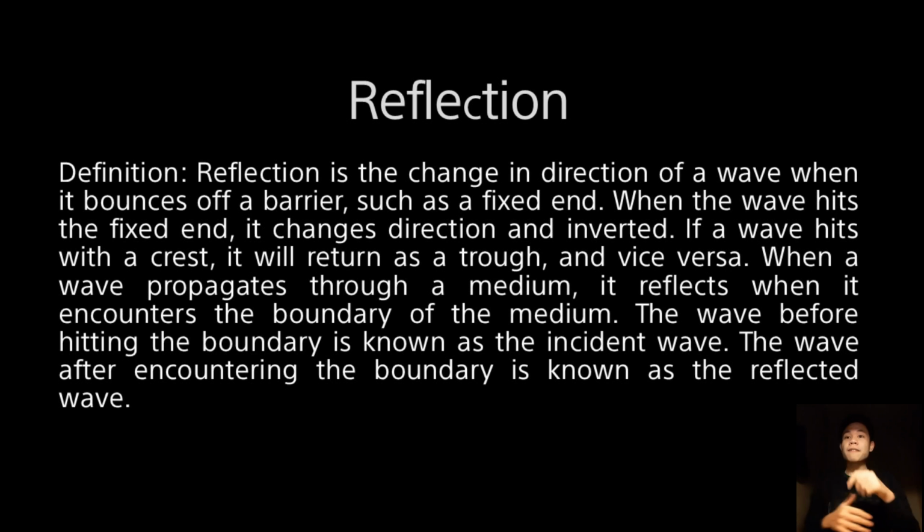Firstly, reflection. Reflection is the change in direction of a wave when it bounces off a barrier, such as a fixed end. When the wave hits the fixed end, it changes direction and is inverted. If a wave hits with a crest, it will return as a trough, and vice versa. If it hits with a trough, it would return as a crest. When a wave propagates through a medium, it reflects when it encounters the boundary of the medium. The wave before hitting the boundary is known as the incident wave. The wave after encountering the boundary is known as the reflected wave.